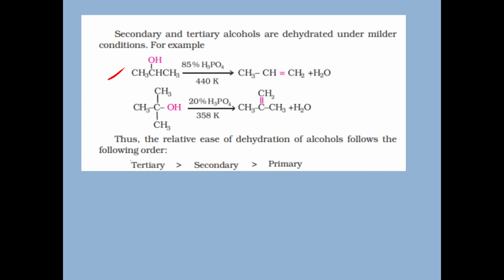Here the secondary alcohol propanol, when treated with 85% H3PO4, will give an alkene, propene. And tert-butyl alcohol, when given 20% H3PO4 at 358 Kelvin, will give 2-methyl propene.